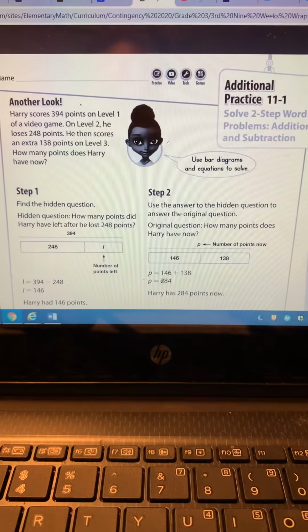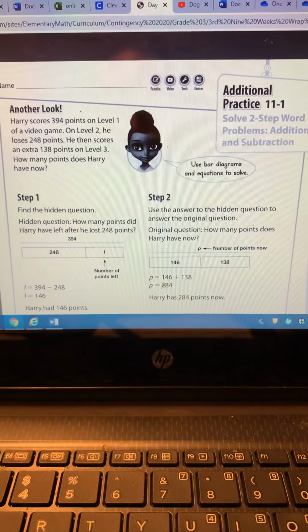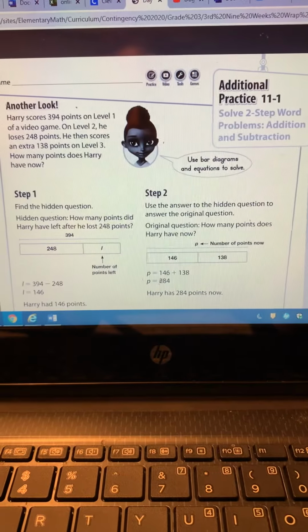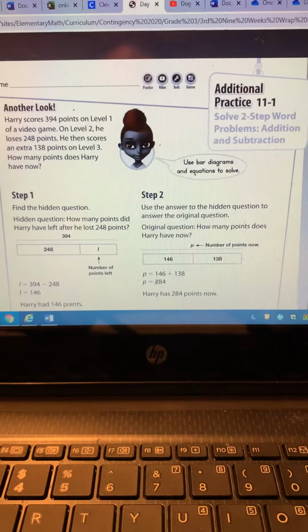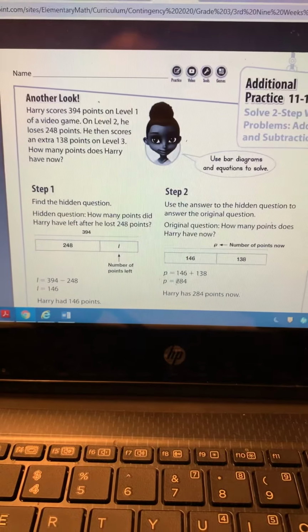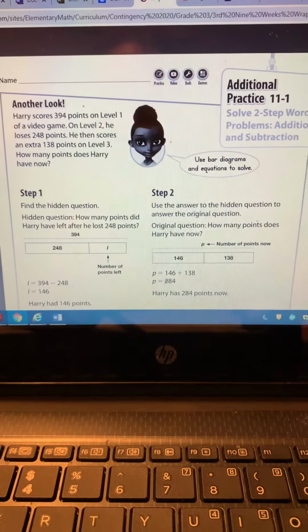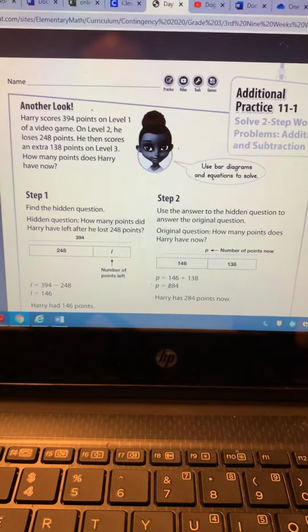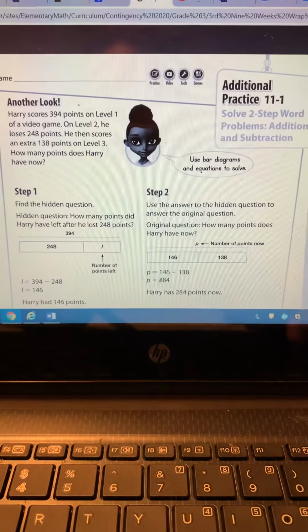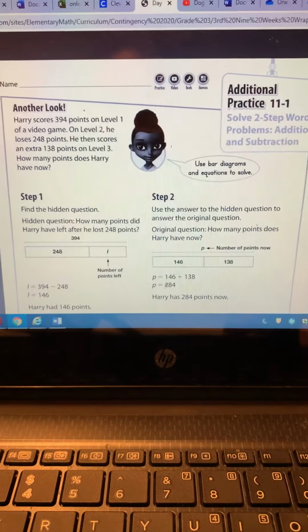So we're going to work together today on additional practice 11.1, solving two-step word problems, addition and subtraction. You should have already read the example, looked through it, and this is why maybe you might be a little confused, is because it's using the bar model.